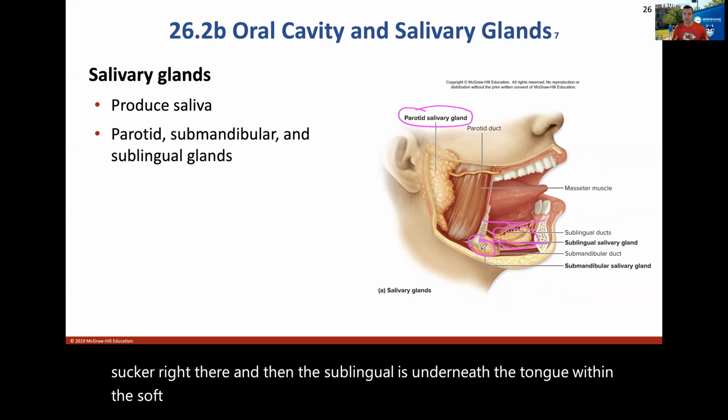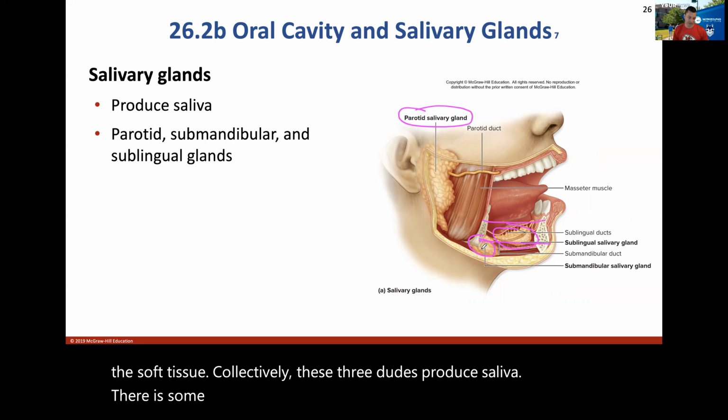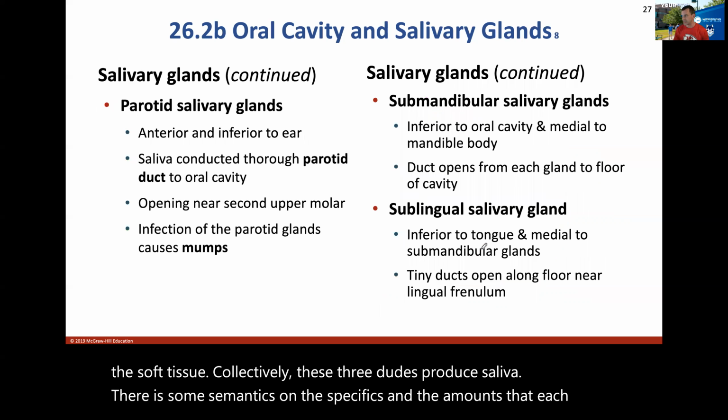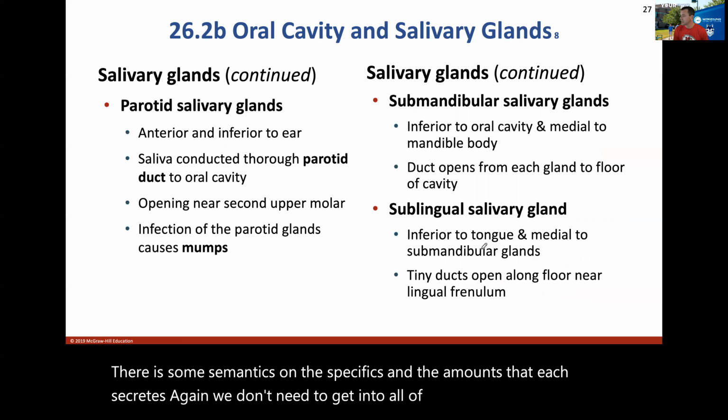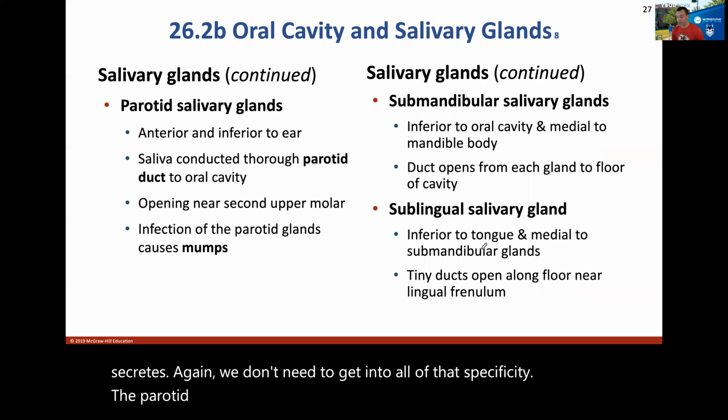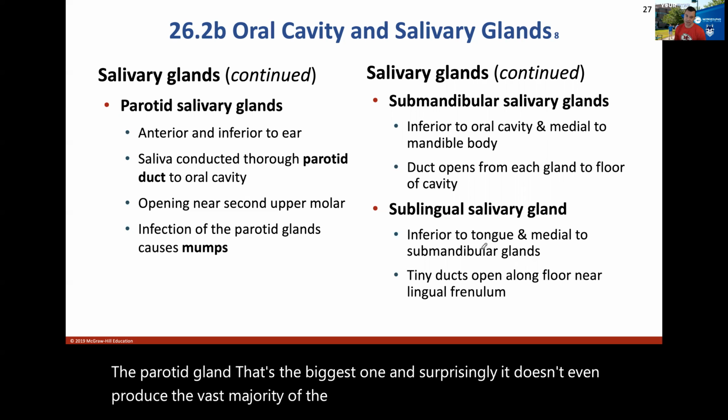Collectively, these three dudes produce saliva. There's some semantics on the specifics and the amounts that each secretes. Again, we don't need to get into all of that specificity. The parotid gland, that's the biggest one, and surprisingly, it doesn't even produce the vast majority of the saliva. It's technically the submandibular, but again, you don't need to worry about that.